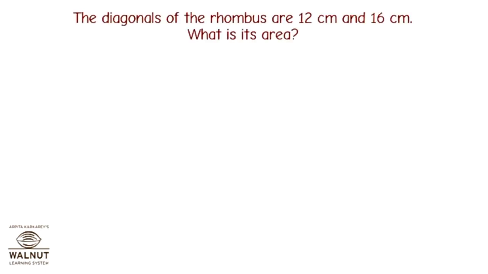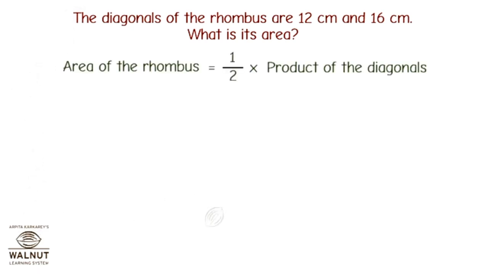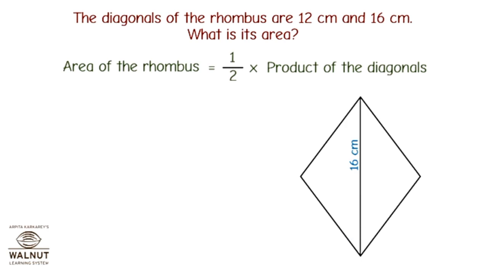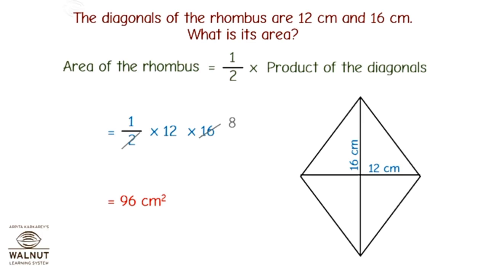Let us see one more example. The diagonals of rhombus are 12 centimeters and 16 centimeters. What is its area? We know that area of rhombus is equal to half into product of its diagonals. So 16 centimeters is one diagonal and 12 centimeters is the other diagonal. So half into 12 into 16. 16 gets cancelled by 2. So 12 into 8, 96 centimeter square is the area of the rhombus.